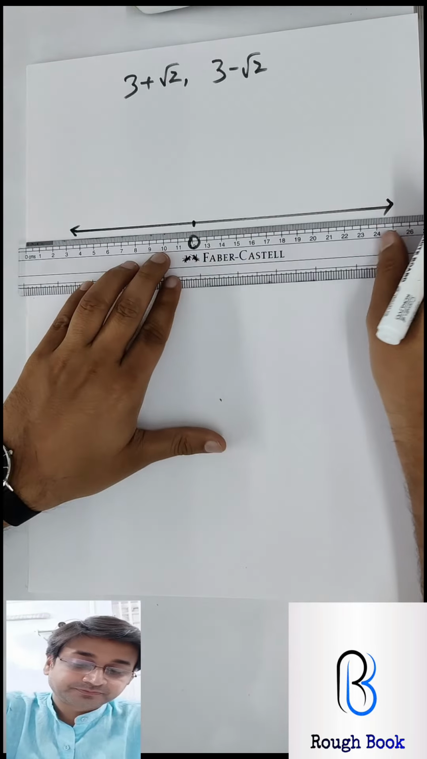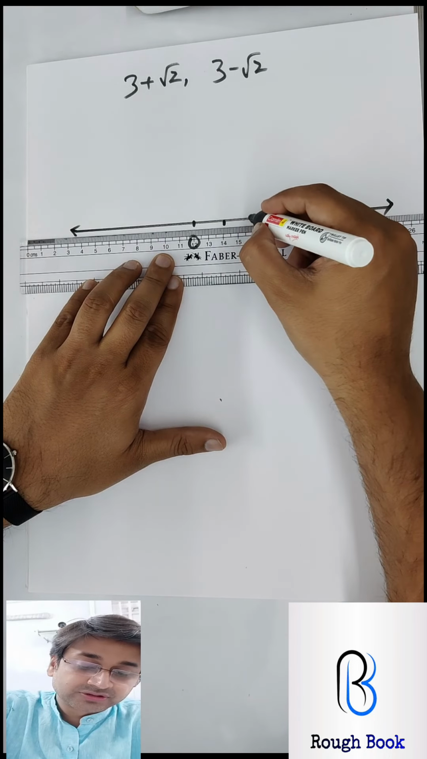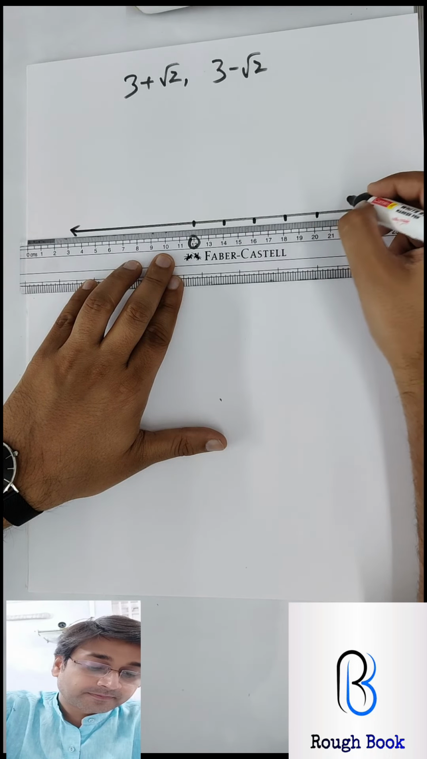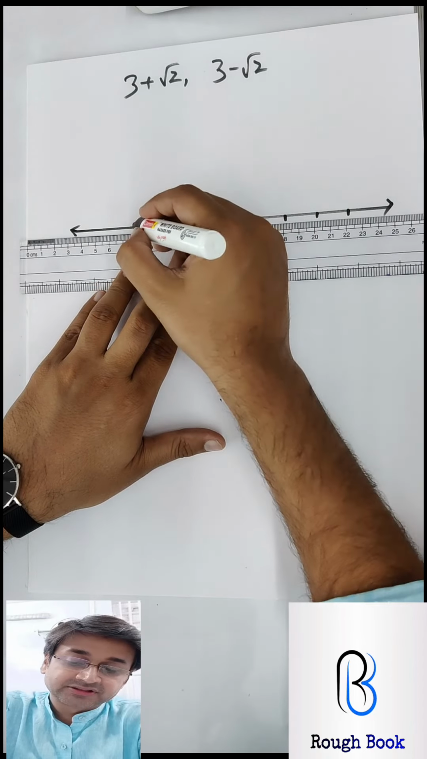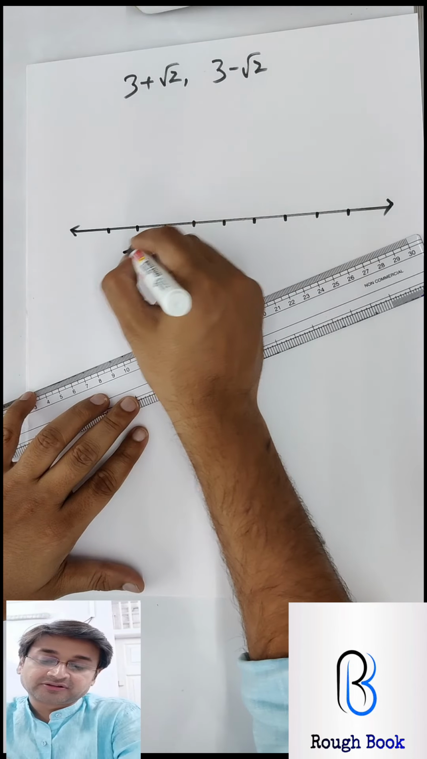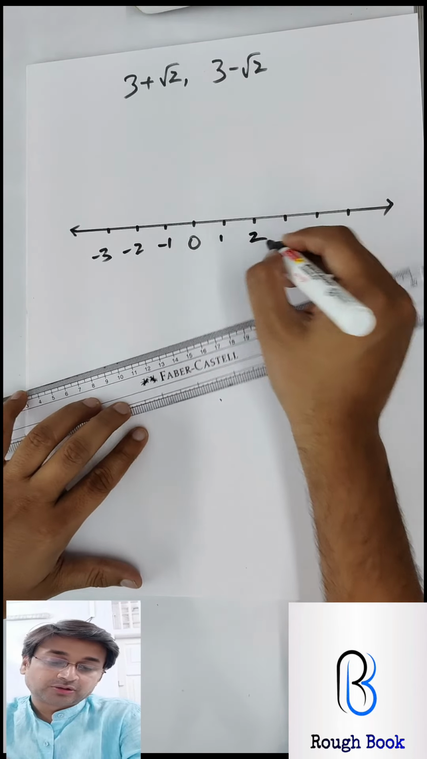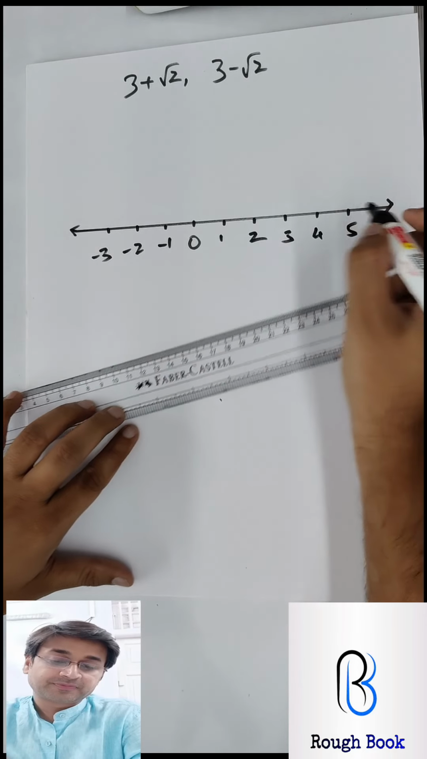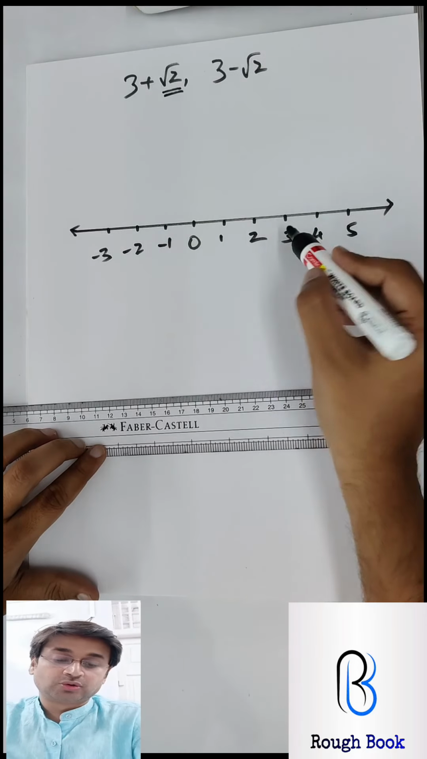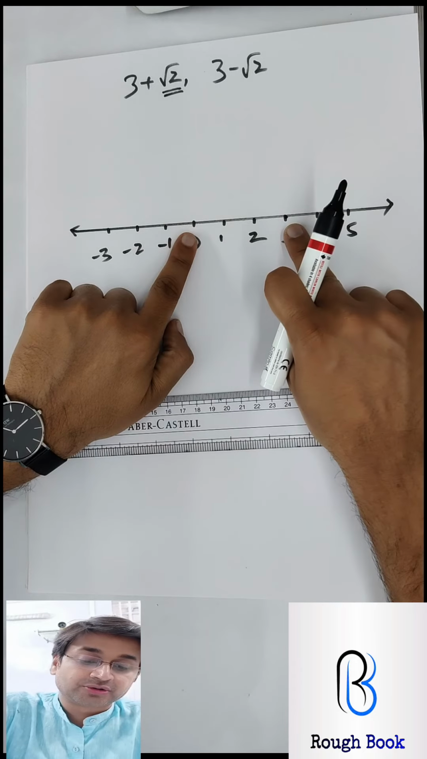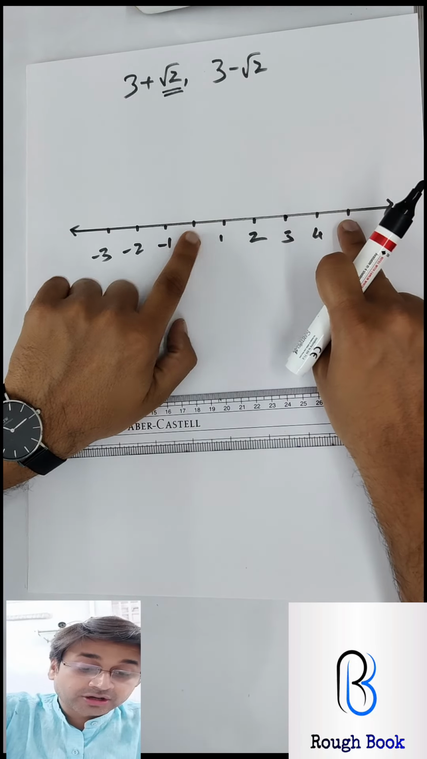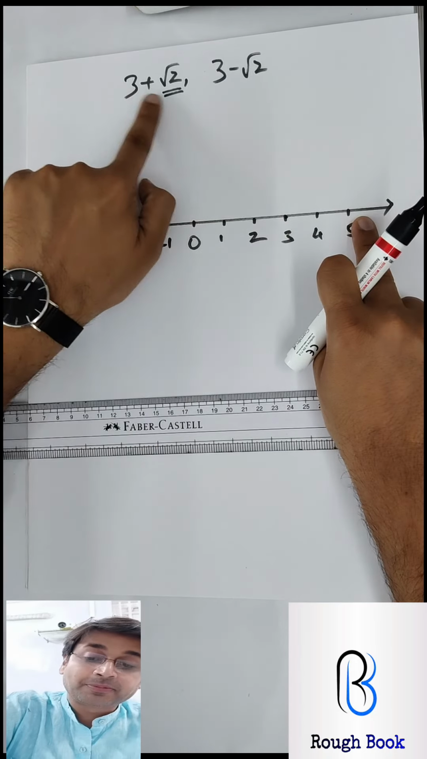Calibrating it 0. Moving further 2 centimeters. And on the other side also, just to give the effect. So negative 1, 2 and 3. 1, 2, 3, 4 and 5. Now 3 plus root 2. So on 3, this is from here to here is 3. You need more root 2 on this side, plus root 2.